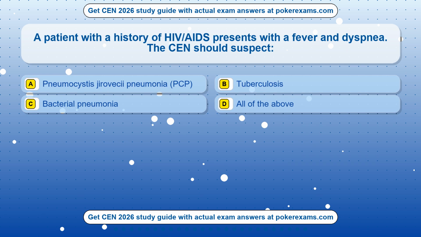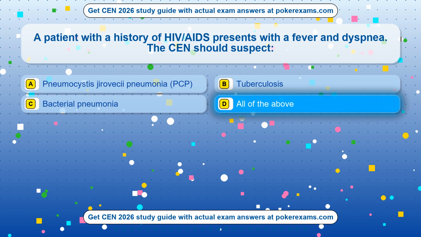Question 24. A patient with a history of HIV/AIDS presents with a fever and dyspnea. The CEN should suspect. Option A, Pneumocystis jirovecii pneumonia, PCP. Option B, tuberculosis. Option C, bacterial pneumonia. Option D, all of the above. The correct answer is option D.